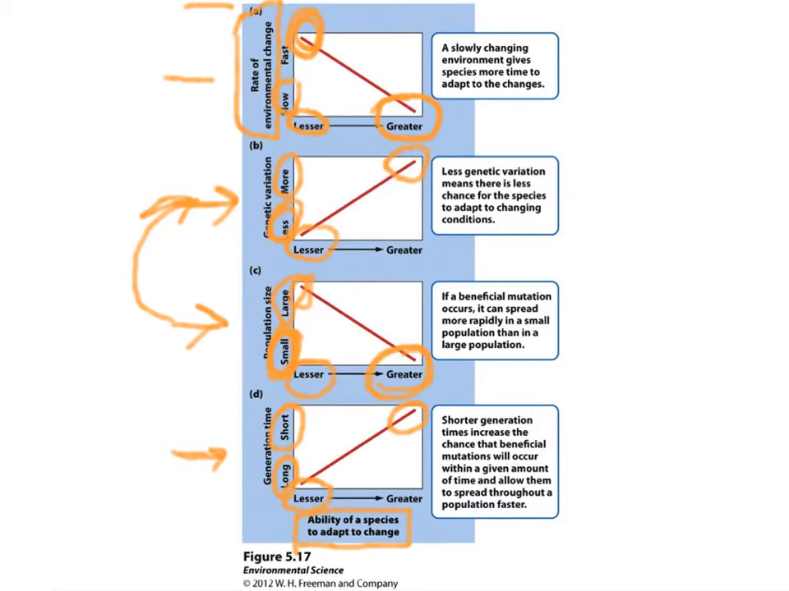So these 4 factors determine the pace of evolution, and so this is a very important diagram. You should be able to sketch these graphs, think about them and sketch them on your own. And be careful with these two right here in the middle, B and C, because they can be a little confusing.